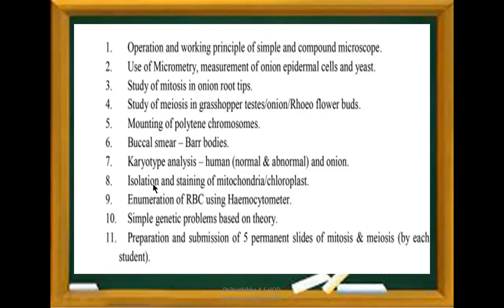Then eighth experiment, isolation and staining of mitochondria or chloroplast. Ninth one, enumeration of RBC using hemocytometer. Tenth one, simple genetic problems based on the theory, gene interaction. Then eleventh one, preparation and submission of 5 permanent slides of mitosis and meiosis by each student.